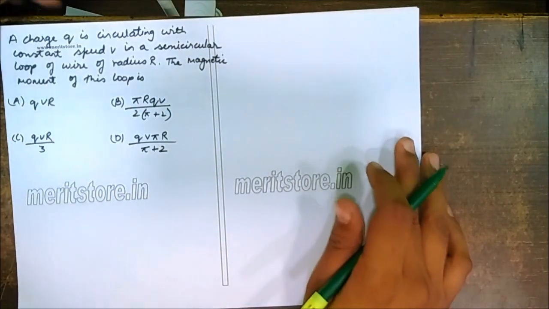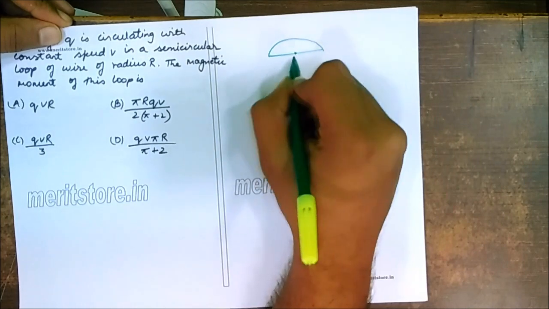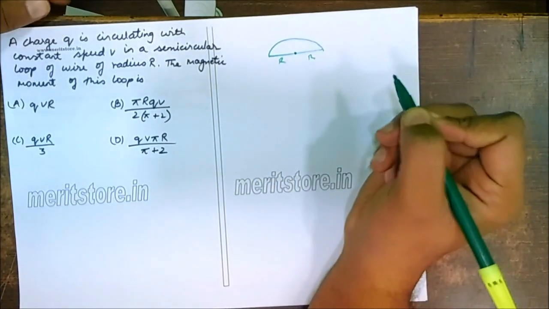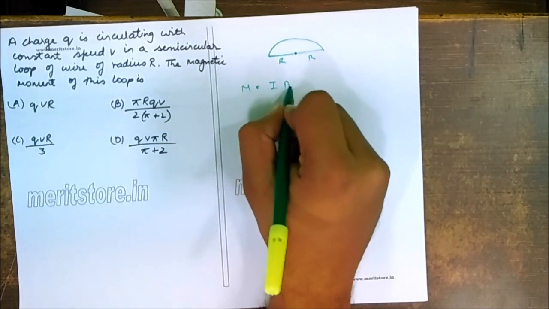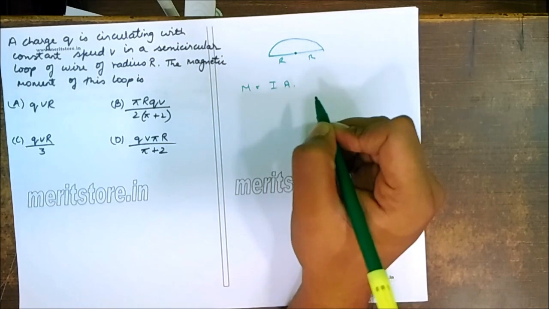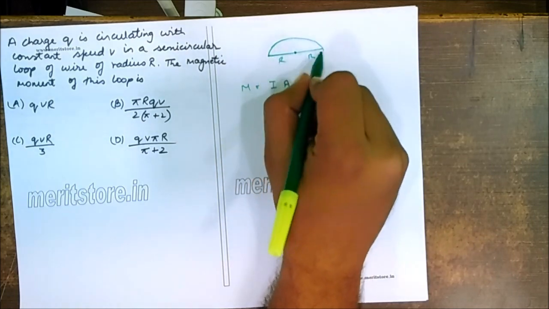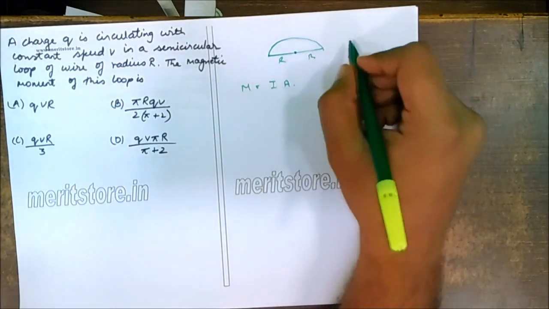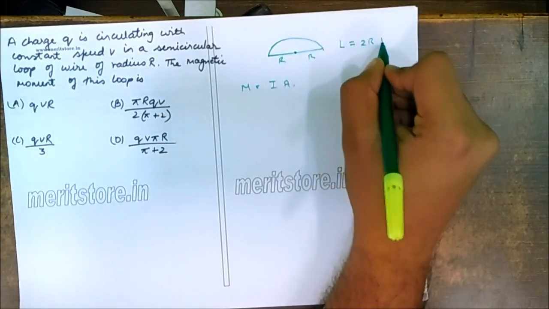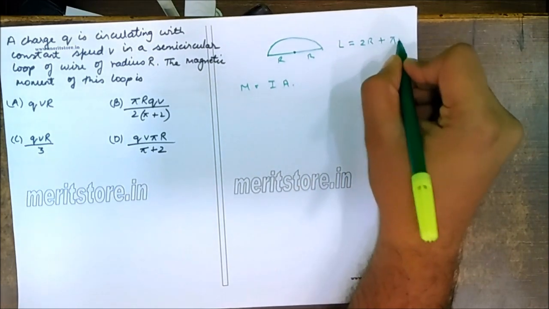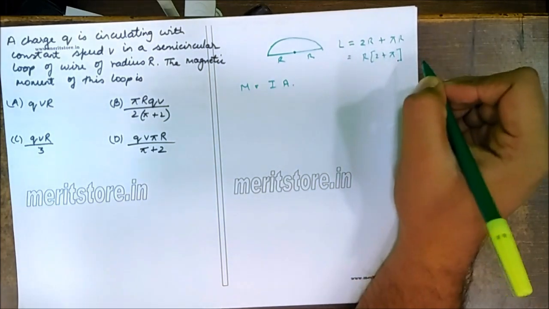A charge q is circulating with constant speed v in a semicircular loop. Okay, so we have a semicircular loop over here. This is the center, this is R, this is R. The magnetic moment of this loop is, we can say, M equals I A. Now we know that the charge is circulating in this loop, hence the total length the charge has to travel is R plus R, that is 2R, plus the semicircle which is pi R, so that is R common, 2 plus pi.